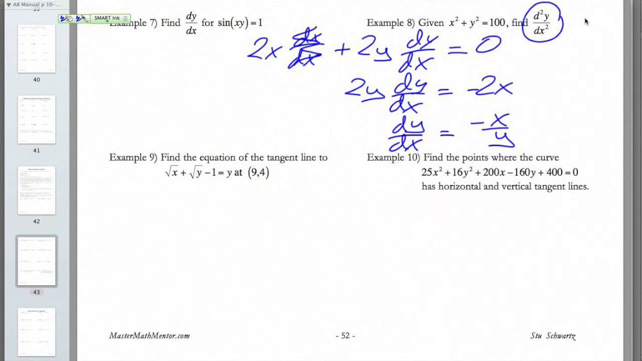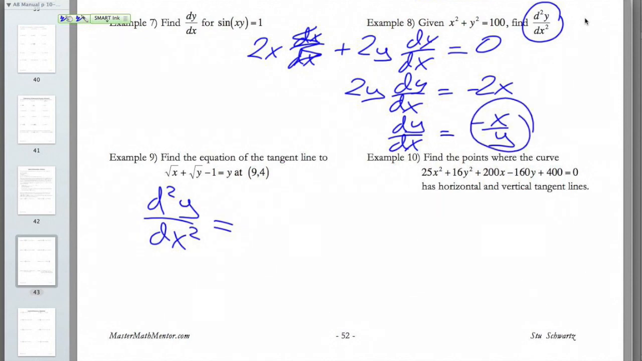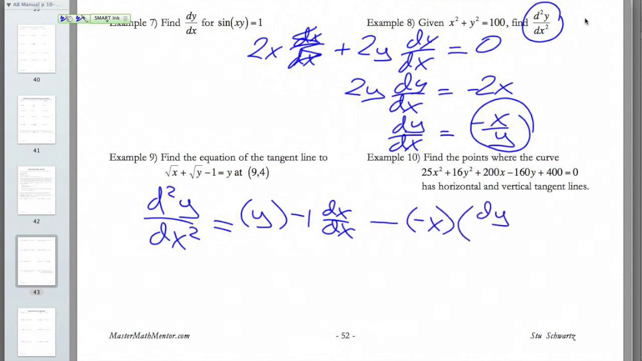And then all I have to do is what? The second derivative. What do I need to do for the second derivative of that? Quotient rule. What's the quotient rule again? Bottom times derivative of the top, so negative 1 dx over dx, minus the top, which is negative x, times derivative of the bottom, which would be dy/dx, all over the bottom squared.